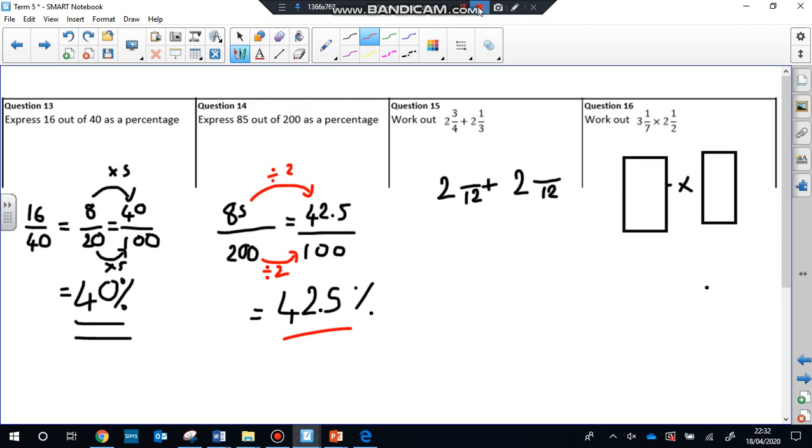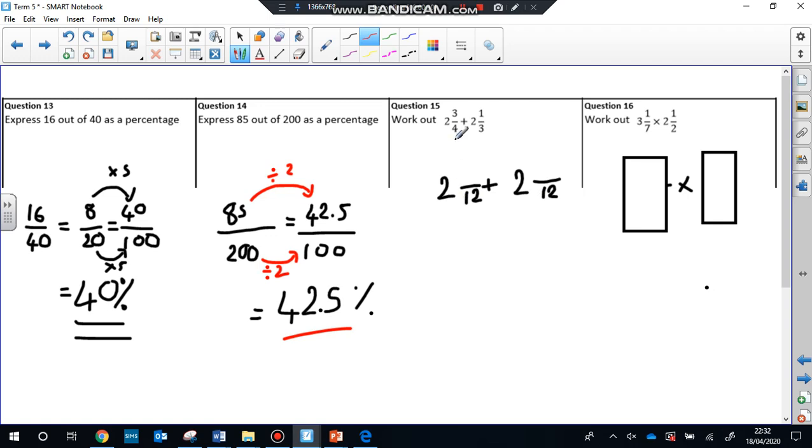Okay, question 15 then. We're adding mixed numbers. So I'm not going to worry about the whole numbers. I'm going to keep those as they are, the 2 there and the 2 there. I'm just going to look at the fractions. And remember, when we're adding fractions, we need a common denominator. At the moment, we've got 2 different denominators. So I need the lowest common multiple of 4 and 3. Well, the easiest way is just to multiply the 4 and the 3, and we get 12.